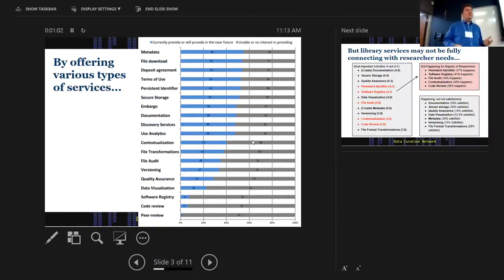And we offer various services as a part of this, again, from the spec kit. We offer traditional sort of curation type things that you think of libraries: metadata, downloading files, persistent identifiers and such. We offer fewer of the more advanced things that I think would be of particular interest to data. So quality assurance, there's only 23 or so who said they offer some form of quality assurance. Software registry, again, was particularly slim, just 6 people provide that. So different types of services are provided as part of our data curation programs in libraries.